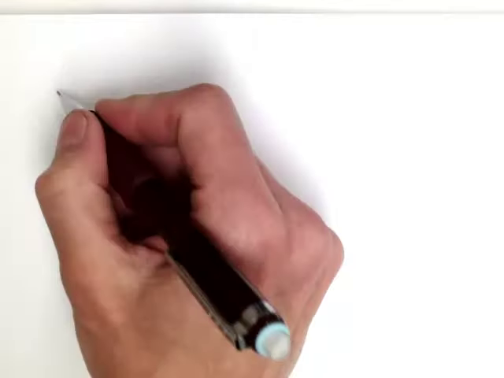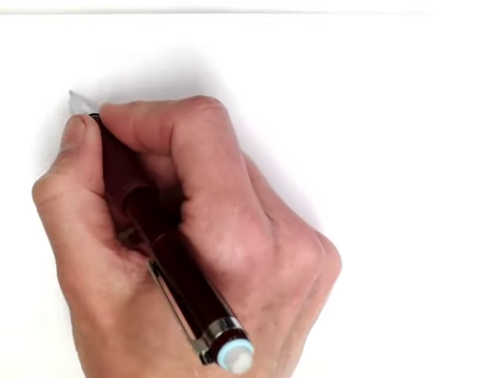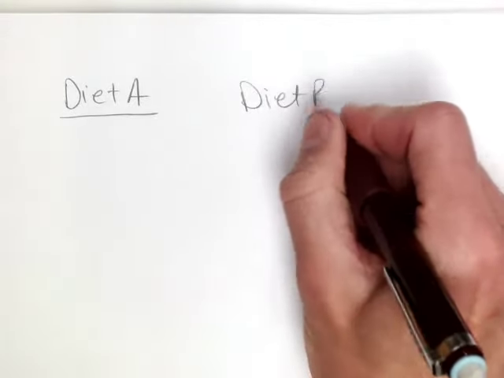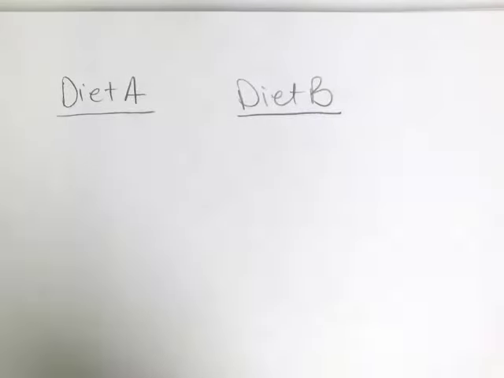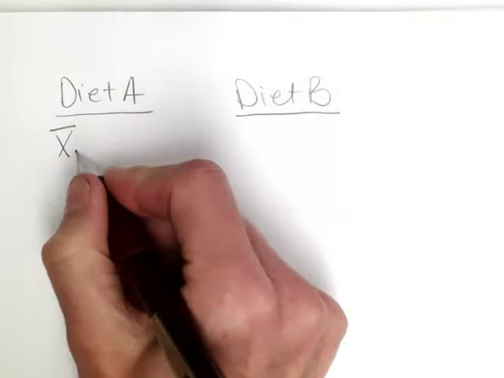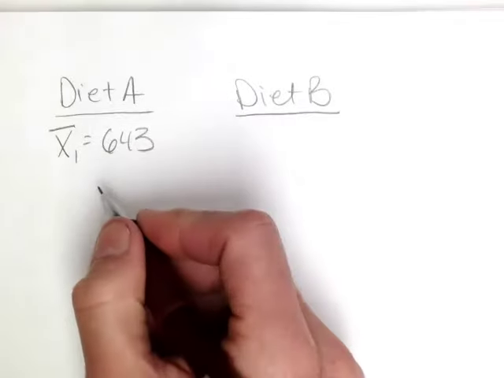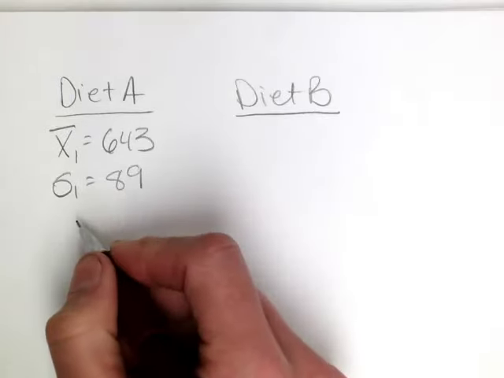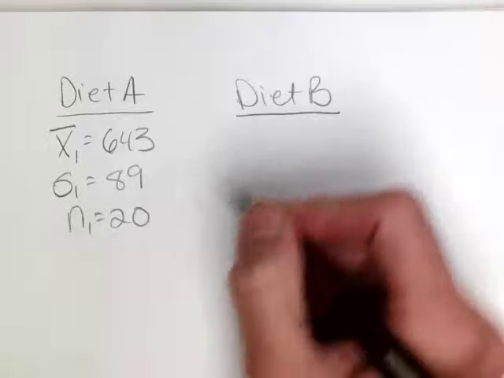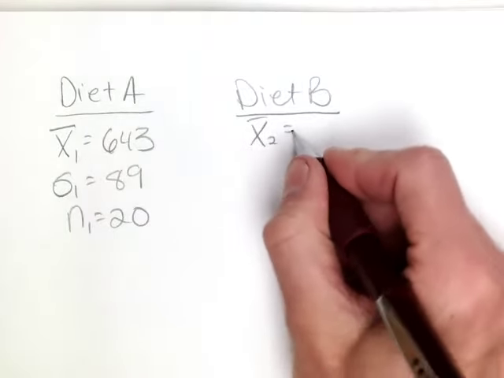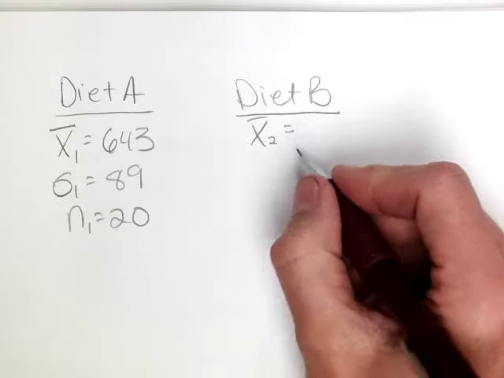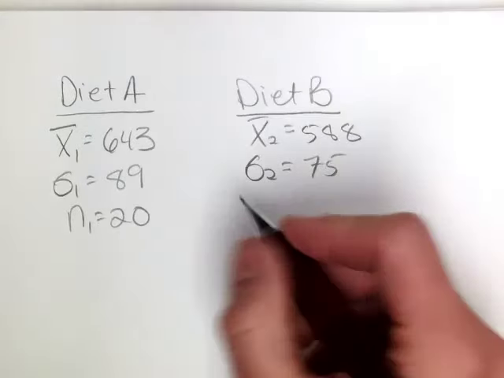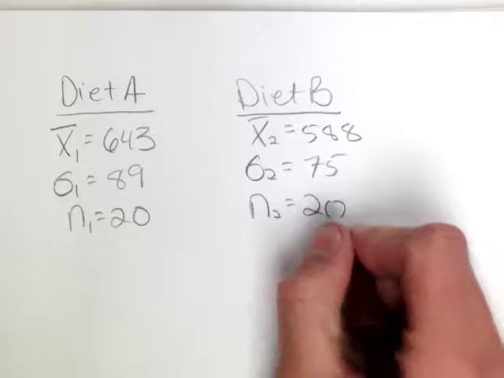Okay, so let's go ahead and summarize what's given that might help us put in the pieces. So we've got two diets here. We have diet A and diet B. The mean amount spent for diet A was $643 with an assumed population standard deviation of 89, and that sample size was 20. For diet B, the sample mean was given to be 588 with an assumed population standard deviation of 75, and its sample size was also 20.